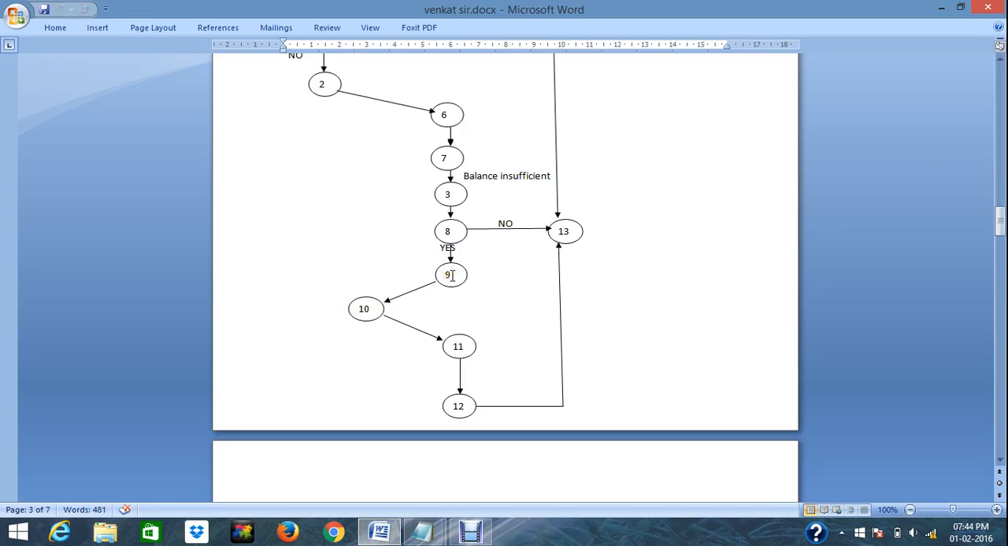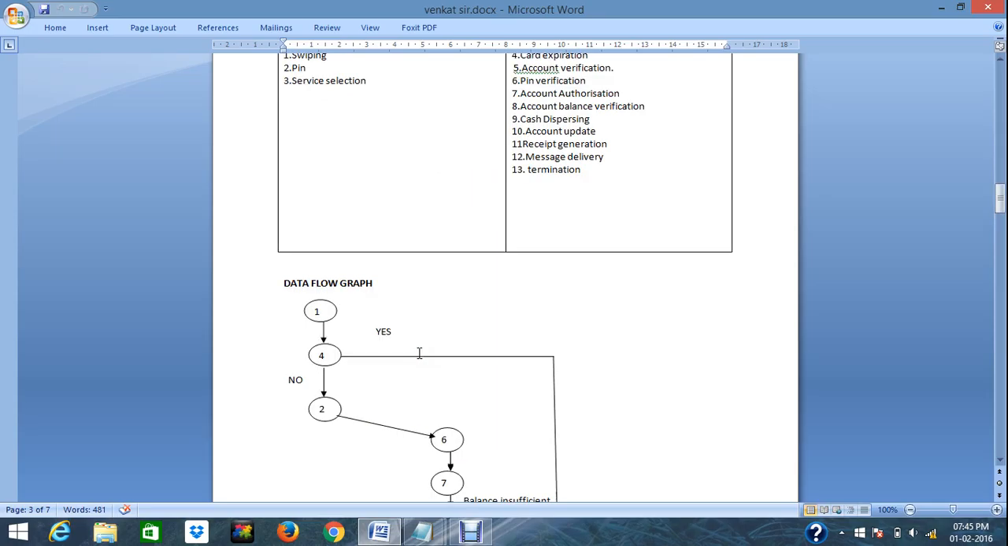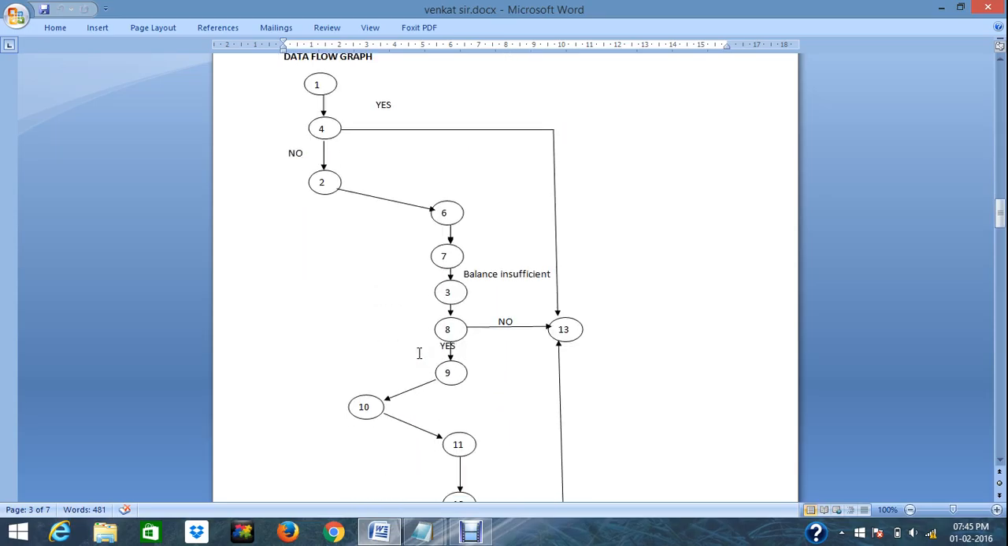After the cash is dispersed, the account will be updated. Next, a receipt can be generated. After the receipt is generated, a message will also be sent to the registered number. Then directly go to termination. This is the data flow graph of ATM.